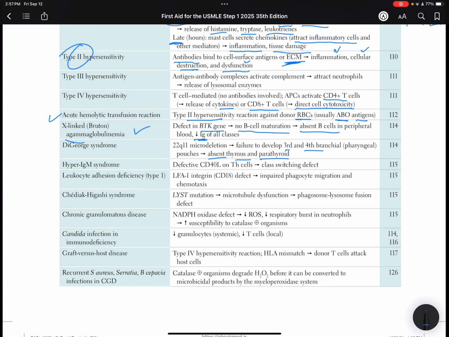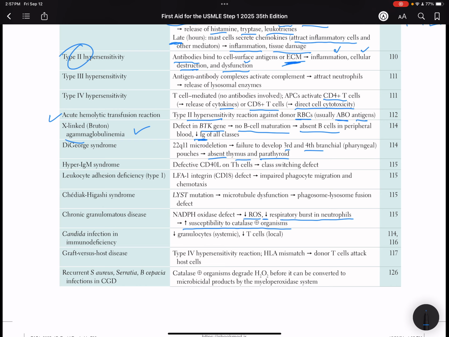What is chronic granulomatous disease, CGD? CGD is NADPH oxidase defect. This leads to decreased reactive oxygen species, which leads to decreased respiratory burst in neutrophils, causing increased susceptibility to catalase positive organism.